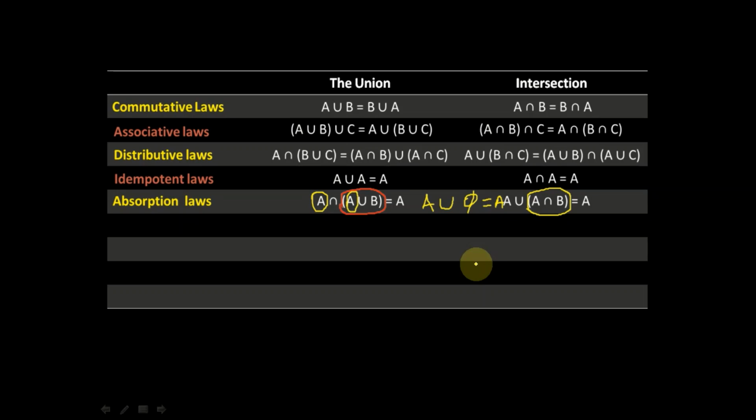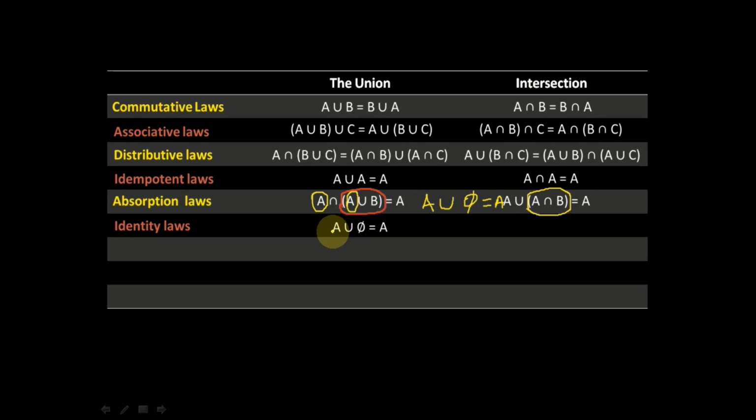Why? Because now it's just like saying A plus 0, it's A. Okay, 1 plus 0, it's 1. Now we have the identity laws, which will explain better what we just talked about.